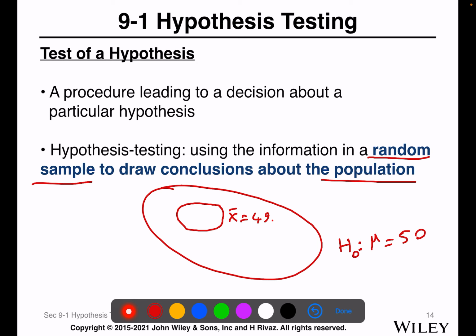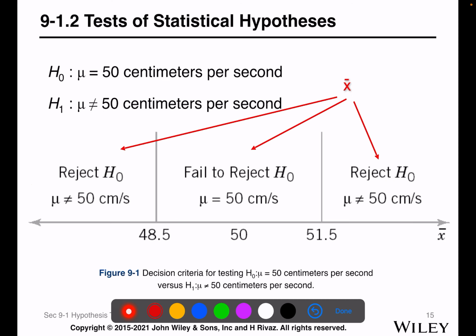Or we get the X bar of 49.5, right? So we want to say whether mu is actually 50, or we want to see whether this X bar gives us enough confidence to reject this null hypothesis. Okay. So in order to do that, we have to basically calculate some boundaries, right? So this is the boundary. We will talk about how we actually calculate these boundaries.